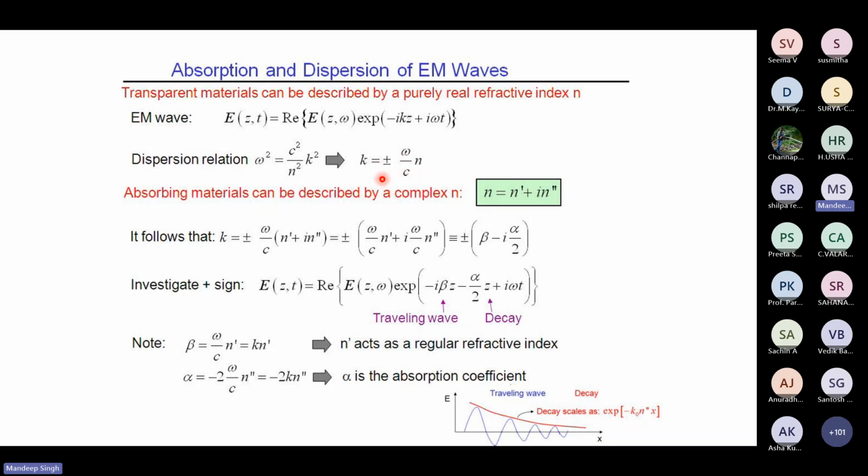Now let's see how to get the absorbing behavior of the materials. As I told, if you are using metals, they have a complex refractive index. So the refractive index is n prime plus i n double prime, so it will have a real part and an imaginary part.